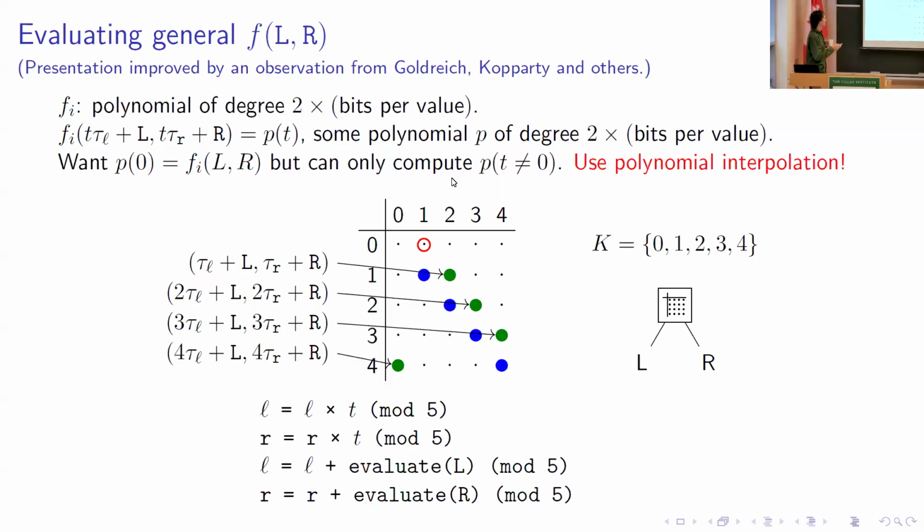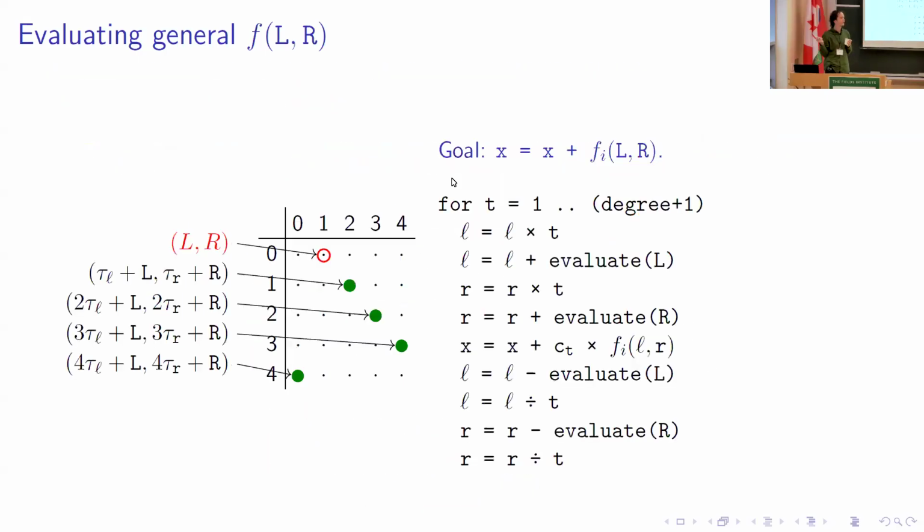Okay, so our algorithm is we just visit all of these green points and we do polynomial interpolation. So let's write that out. Remember, our goal is to add the value of our function to a variable x. And I'm just going to focus on one of the output bits. So we're going to have a loop to visit every point on the line, except for the 0 point. This loop has to have at least degree plus 1 iterations, because that's how many samples you need to do polynomial interpolation.